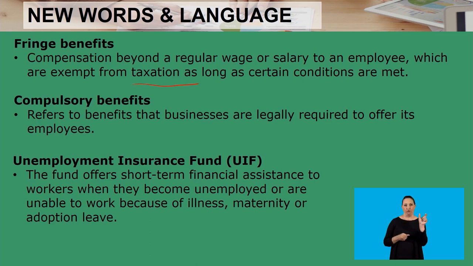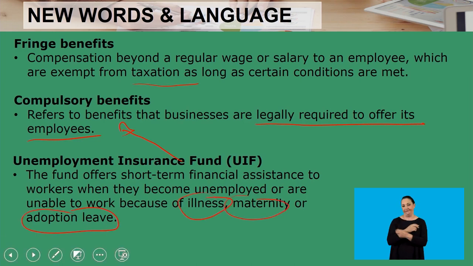We'll be focusing on the compulsory benefits as well. It refers to the benefits that businesses are legally required to offer their employees. So this is required by law. It's compulsory. The business has got no choice but to offer them to the employees. Right, we've got UIF, which is the Unemployment Insurance Fund. It's also an example of a compulsory benefit. The fund offers short-term financial assistance to workers when they become unemployed or are unable to work because of illness, maternity, or adoption leave.